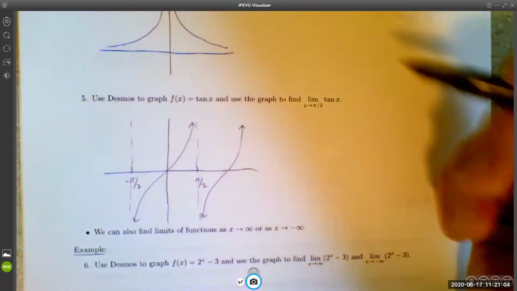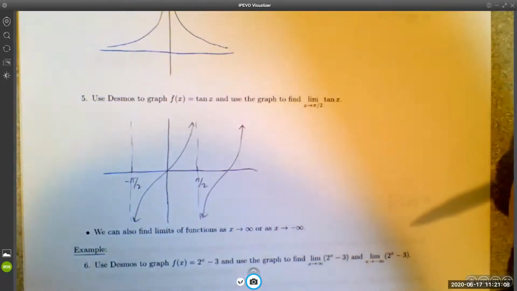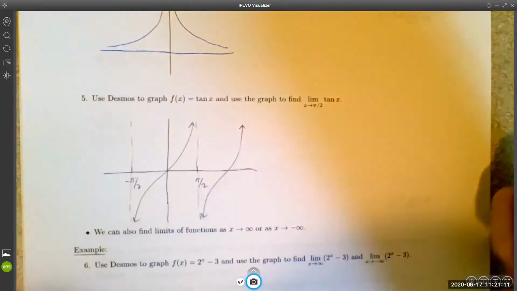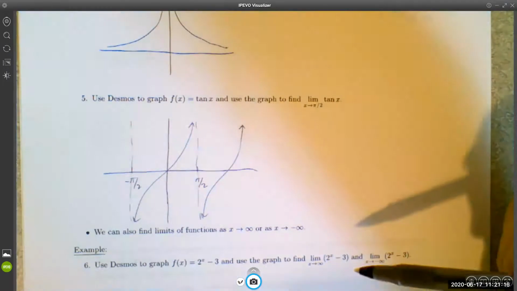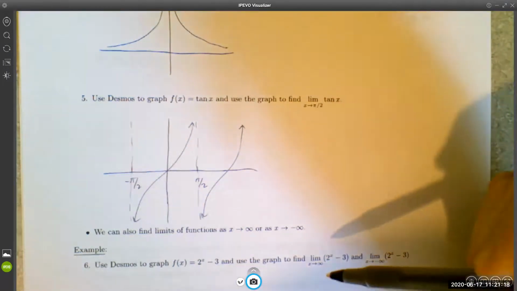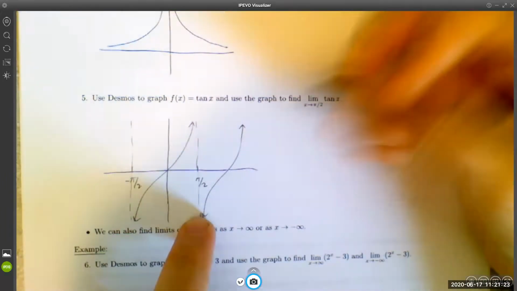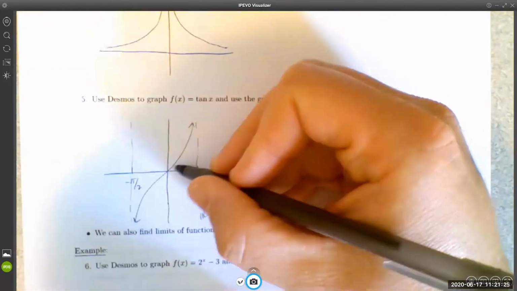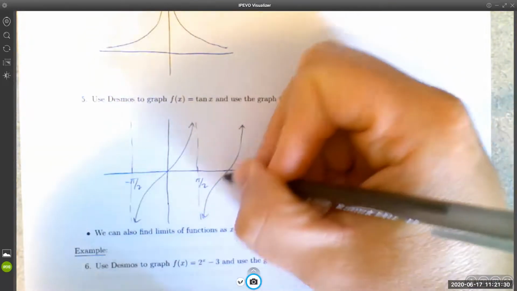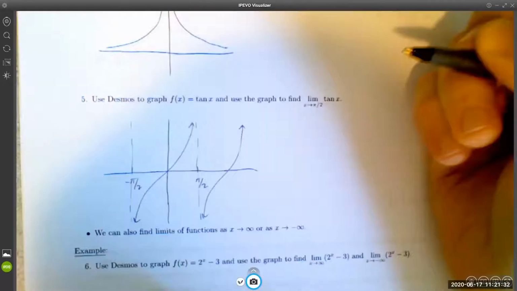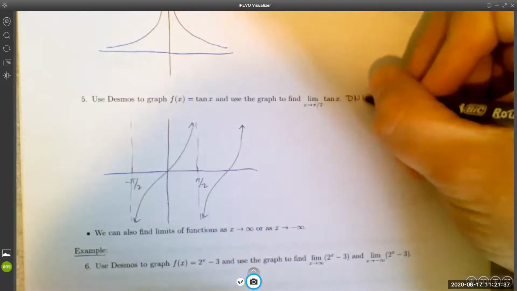If you didn't know that this is what tangent looks like, then you could take a look at it in Desmos. We're going to review how to graph functions a little bit later on in the course, so don't worry about it too much. But this is what it looks like. Notice that as we approach from the left, the function is approaching positive infinity. As we approach from the right, the function is approaching negative infinity. So in this case, we would say that the limit does not exist, right?